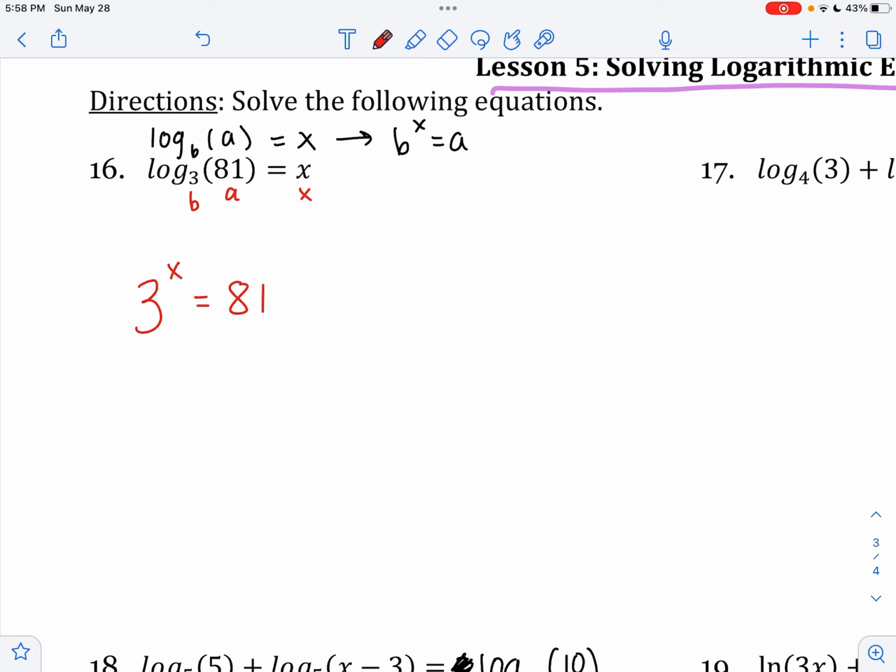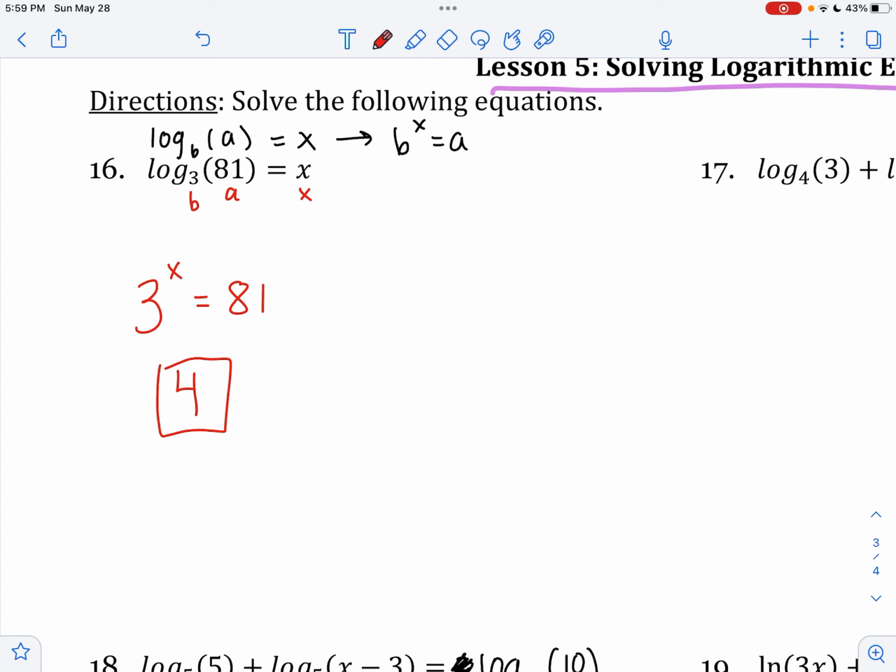Now, what power makes this true? What number for x makes this true? So my answer is going to be 4. If you put this in a calculator, 3 times 3 times 3 times 3, 4 times, you're going to get 81. That's your answer.